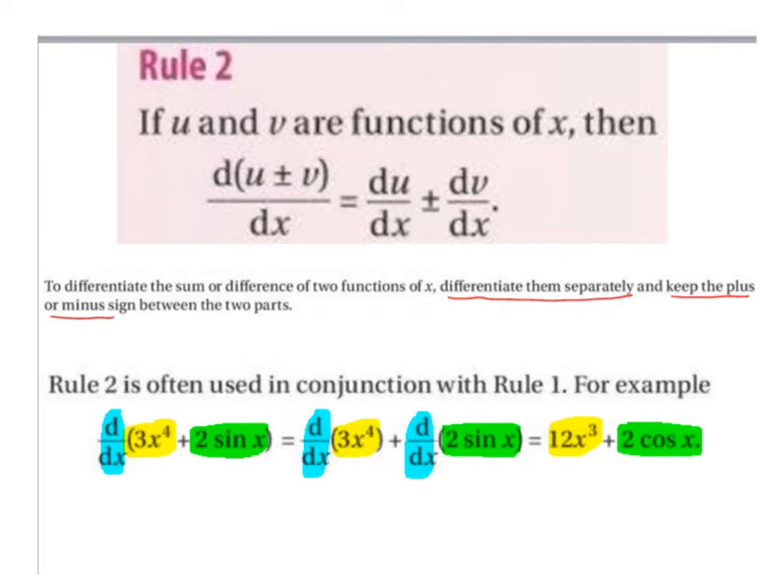For example, d/dx of 3x to the power of 4 plus 2 sine x is equal to d/dx of 3x to the power of 4 plus d/dx of 2 sine x. So the derivative of 3x to the power of 4 is 12x cubed, and the derivative of 2 sine x is 2 cos x. And this is our answer, we just leave the plus in between.